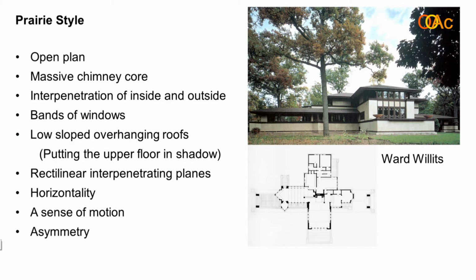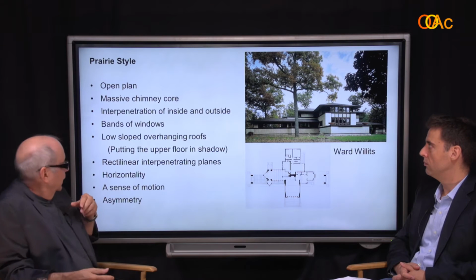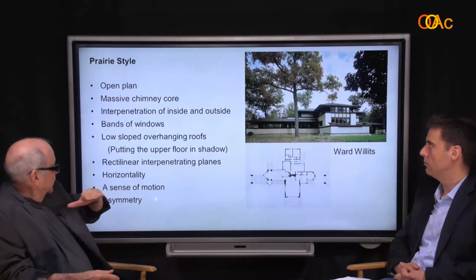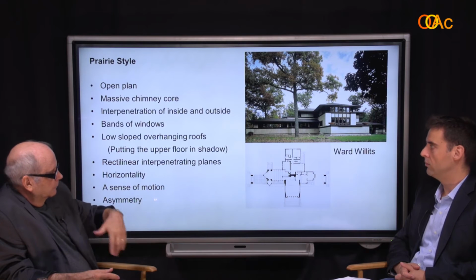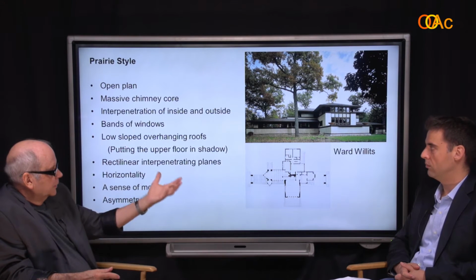Low sloped overhanging roofs that are a cantilever, putting the upper floor in shadow so that it makes the building seem like one story instead of two story. Rectilinear interpenetrating planes. The walls seem to slide by each other. Horizontality, a sense of motion, moving across the prairie. The American unrootedness, continuous motion.